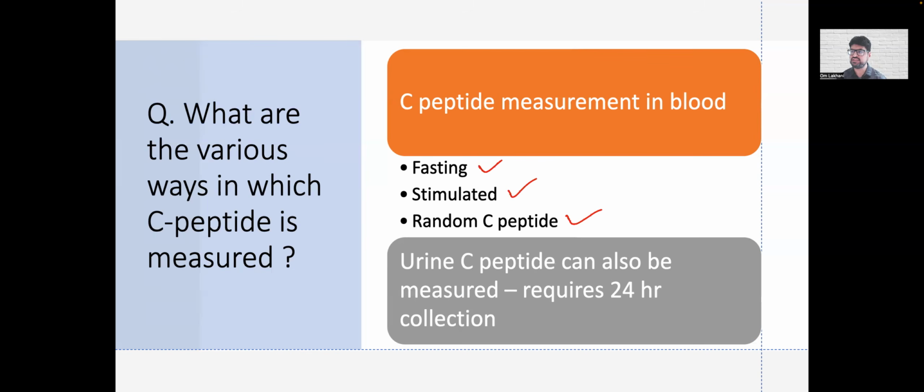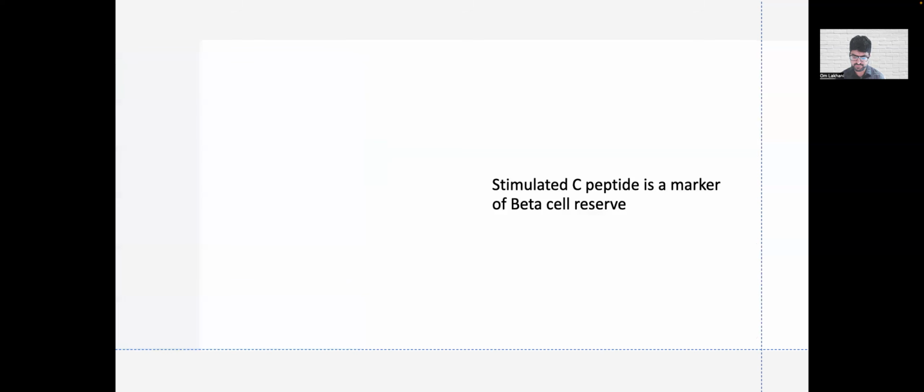And the other way of measuring C-peptide is urine C-peptide, where you can do a 24-hour urine collection, or there's another way of measuring C-peptide in the urine as well, which is developed by Exeter, which I'll come to.